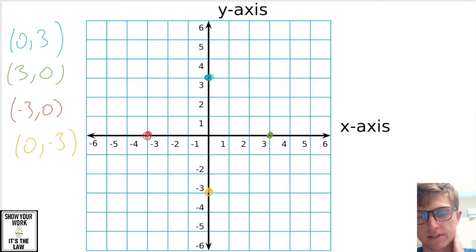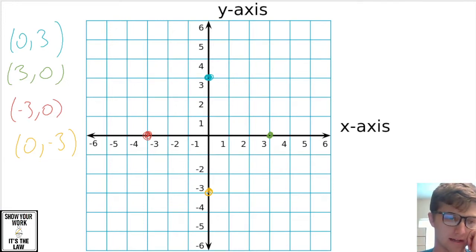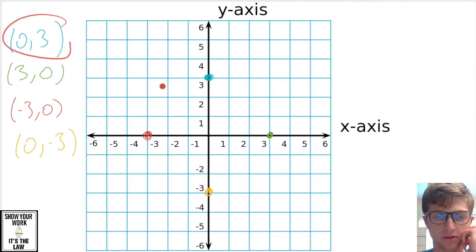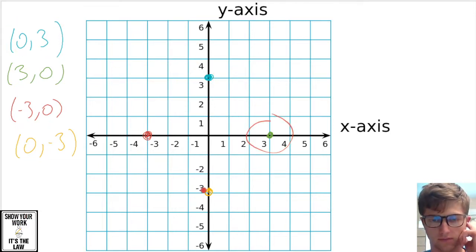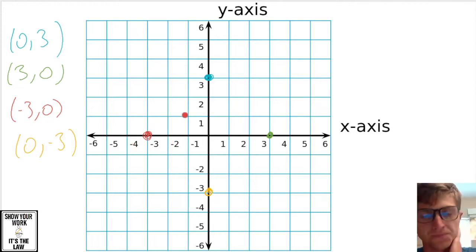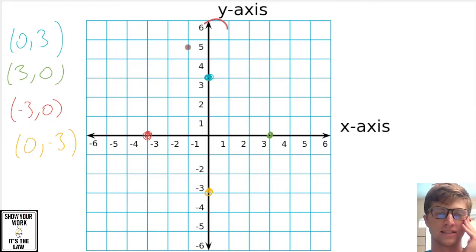So here we have it. I made it nice and color coordinated. So we got (0, 3) in blue, (3, 0) green, (0, -3) in yellow, and (-3, 0) in red. What's special about all these points? They're all on the black line. Yes. So all 4 of these points fall on one of our axes.